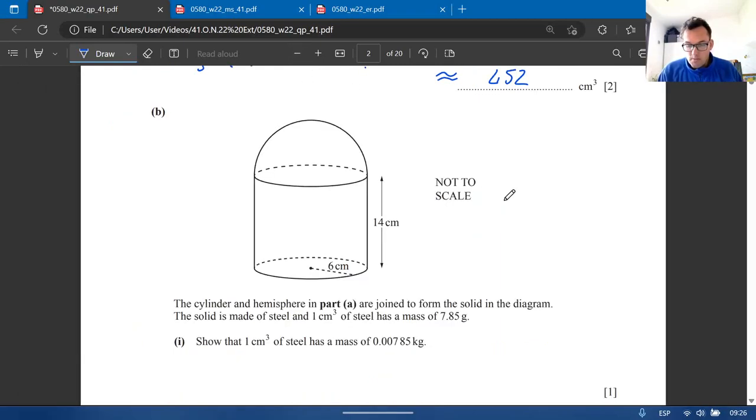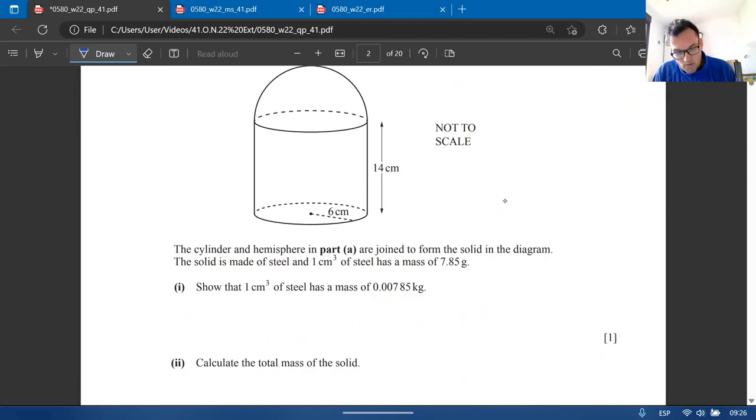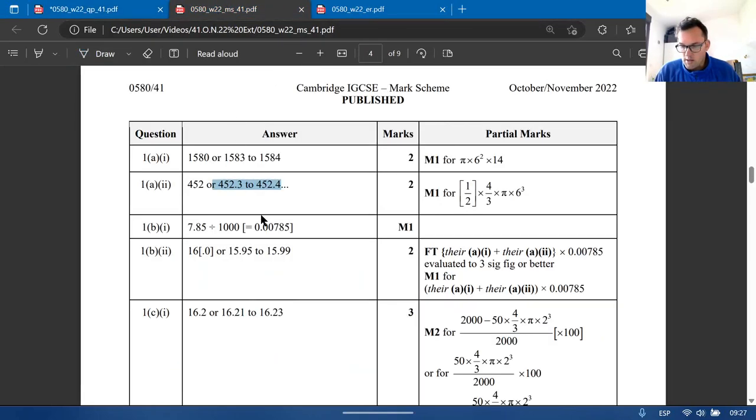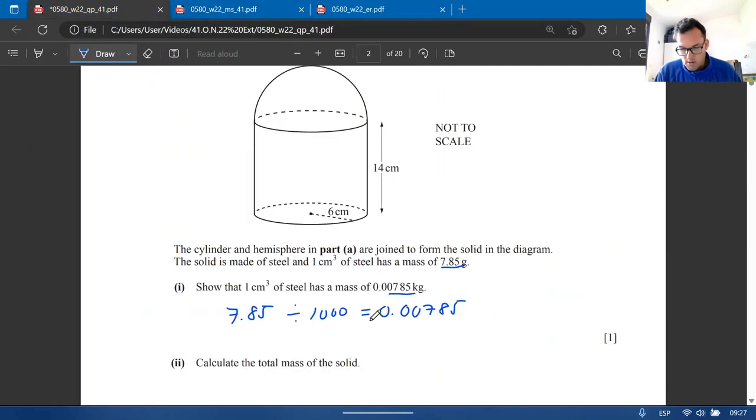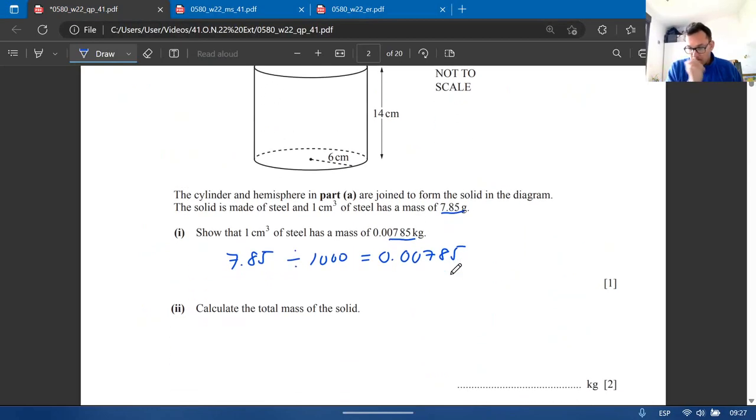Question B1 is simply changing the grams to kilograms. All right, and kilo meaning 1,000. That means to change it, we need to do 7.85 divided by 1,000. I mean, that's just moving the decimal point 3 spaces to the left. You can check it on your calculator. But that's all they want. They want to say 7.85 divided by 1,000. And then, of course, the answer. So a mark for just writing that division.